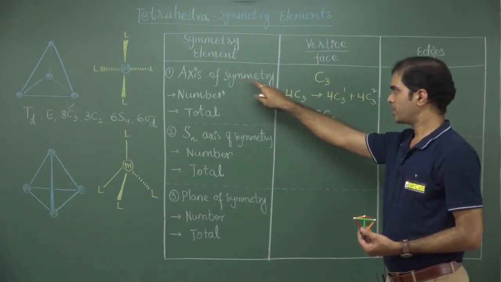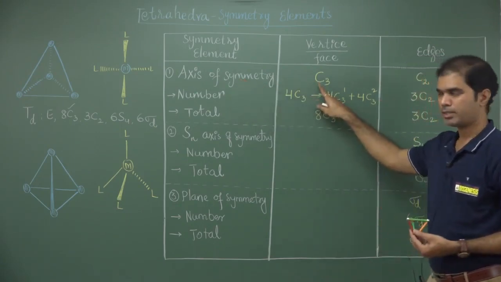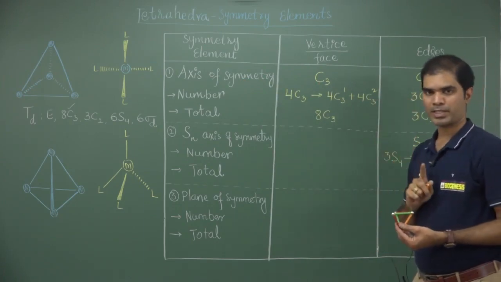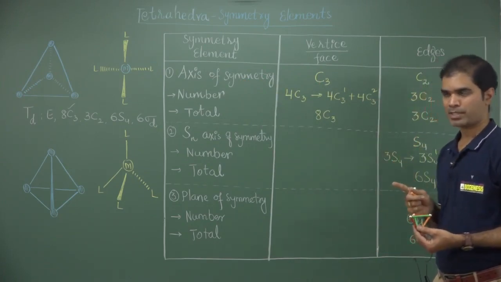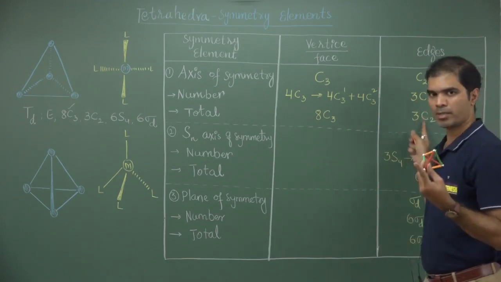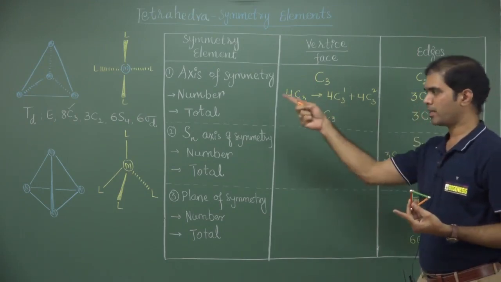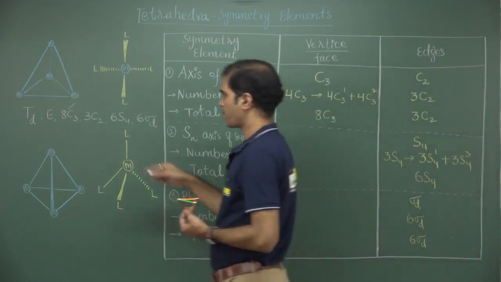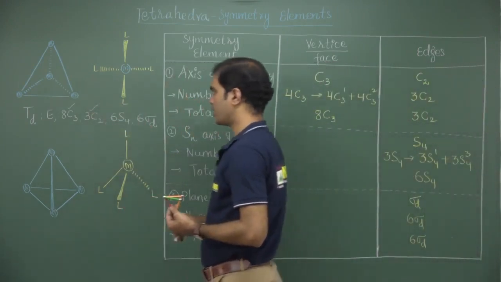There is another axis of symmetry other than C3, that is C2, and each C2 is passing through a pair of edges. Altogether there are 3 pairs of edges. Therefore 3 C2s are possible. Each C2 will generate only one element, C2 1. C2 2 is anyway identity. So it is giving you 3 C2s. We have completed C2s also.